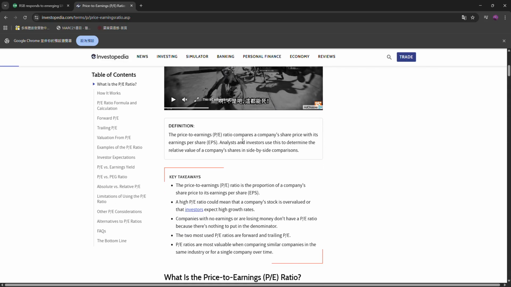Definition: The price to earnings ratio compares a company's share price with its earnings per share. Analysts and investors use this to determine the relative value of a company's shares in a side-by-side comparison.